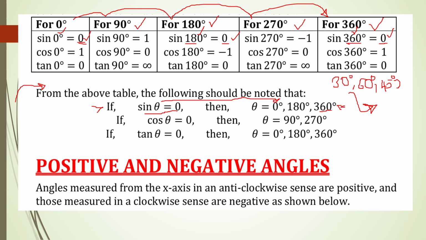Now, if you also look at cos, the angles that give us 0 are going to be 90, and also going to be 270, and it's also going to be nothing else. So you're going to say that if at all you're having cos of angle theta equal to 0, then that means your answer is going to be 90 degrees together with 270 degrees.